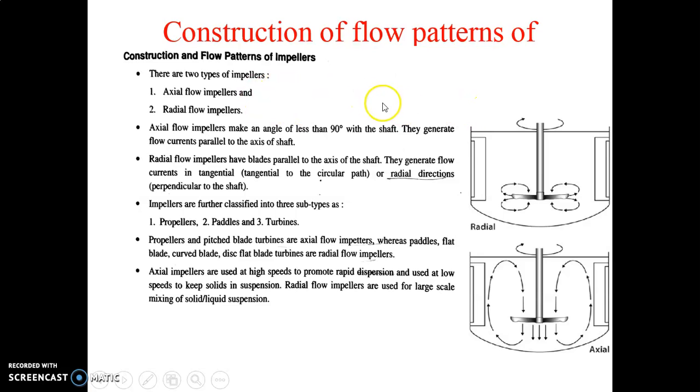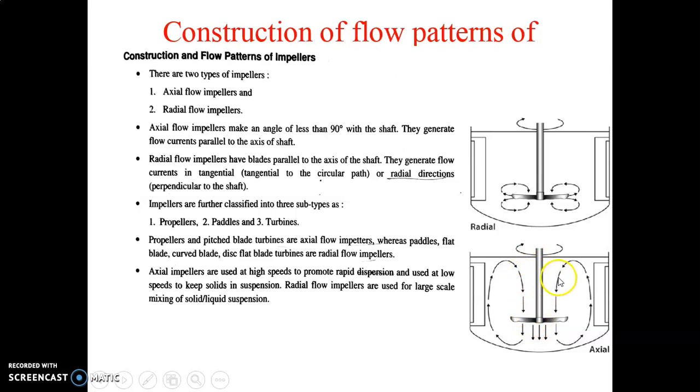There are two types of impellers. An impeller is nothing but an agitator. The two types are axial flow impellers and radial flow impellers. What is meant by axial flow impellers? These impellers make an angle of less than 90 degrees with the shaft. This is the shaft and this is the impeller. They generate a flow current, and this flow current is parallel to the axis of the shaft.